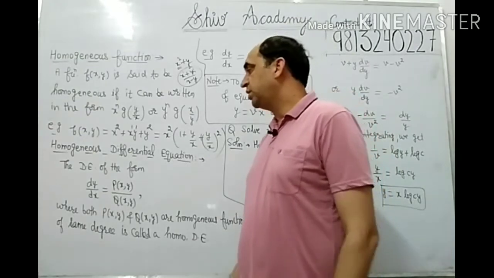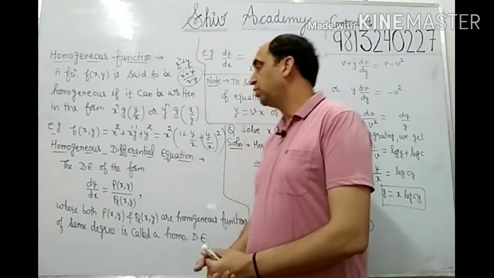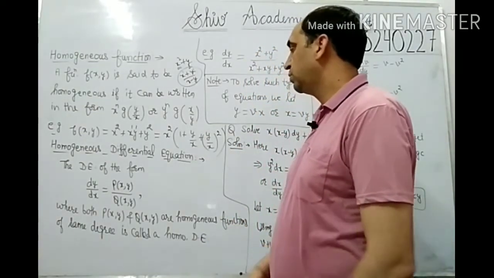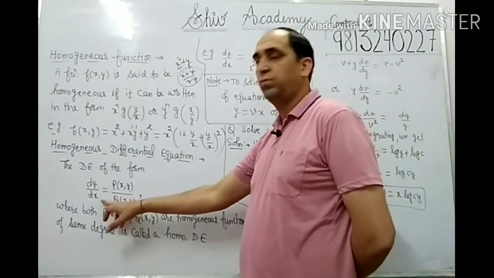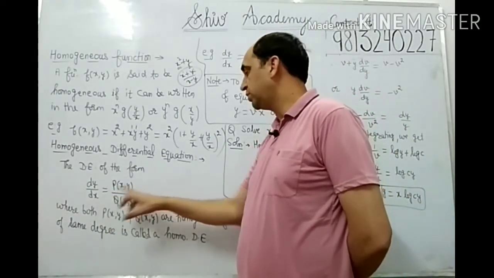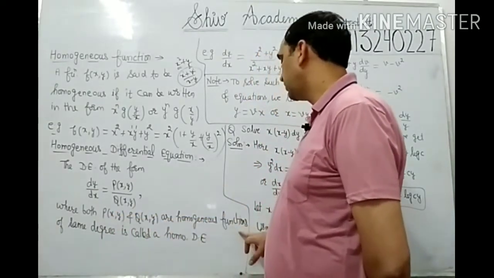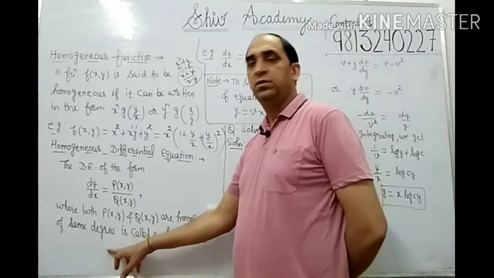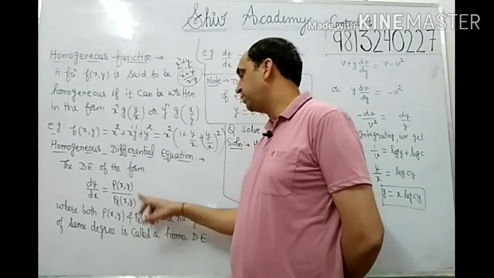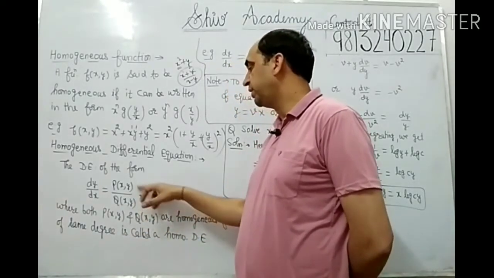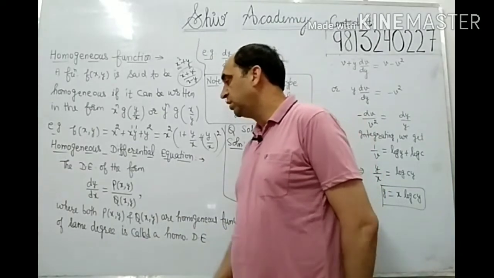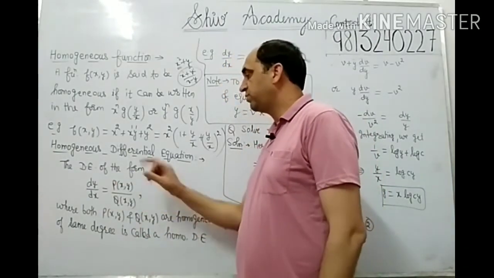So dear students, next we are going to solve homogeneous differential equations. We are saying that a differential equation of the form dy upon dx equal to P(x,y) upon Q(x,y), where both P(x,y) and Q(x,y) are homogeneous functions of the same degree. So you must remember that P and Q both must have the same degree and both must be homogeneous. Then we say that it is a homogeneous differential equation.